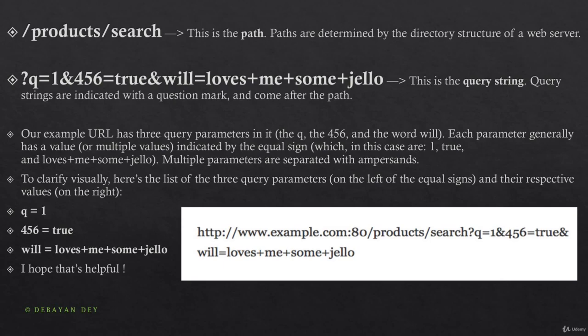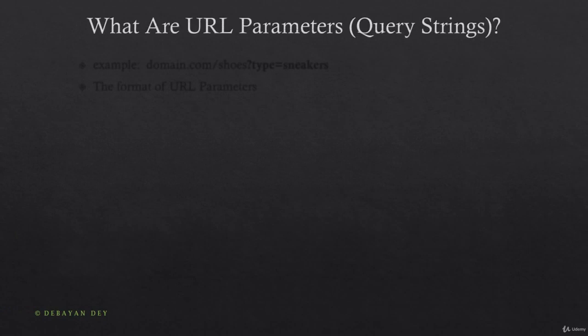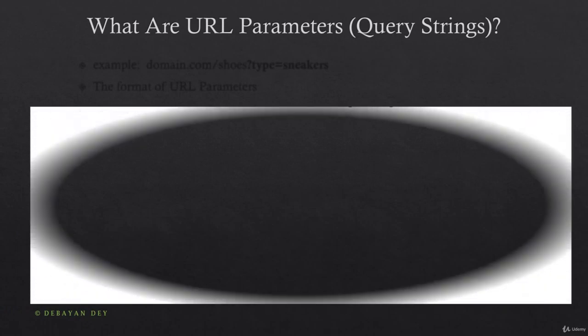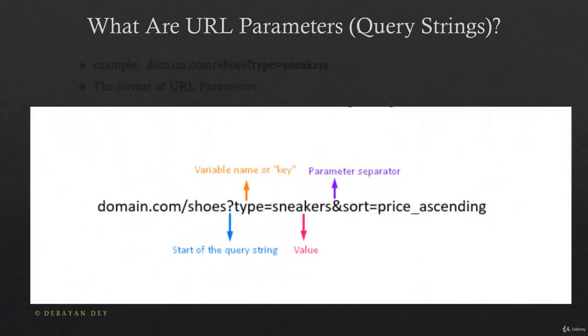So I hope we are now clear with query operator structure. Now let's take one more example. What are URL parameters or query strings? URL parameters are pieces of information located in the query string of a URL. This query string is the portion of the URL that follows a question mark.